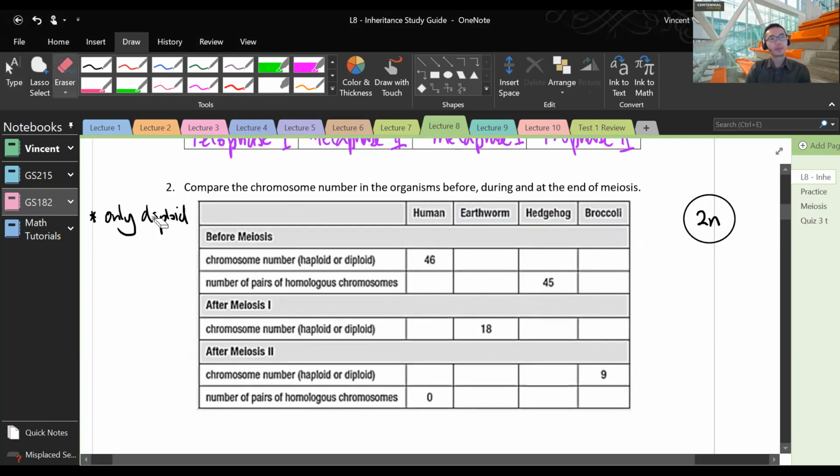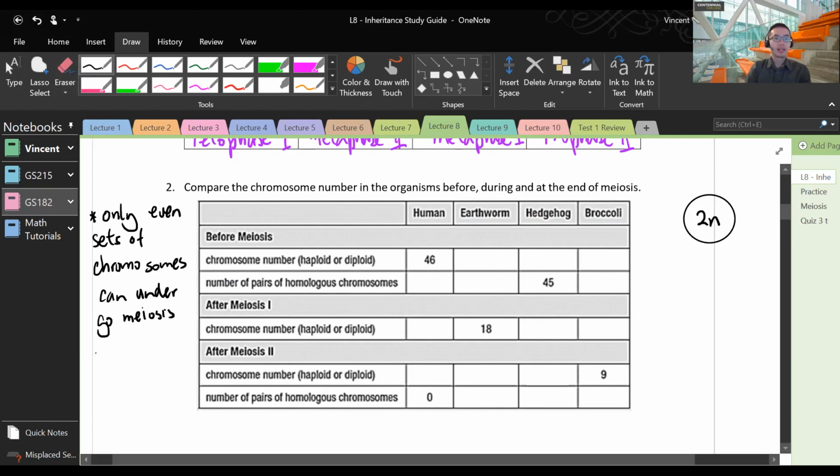Hold on. Not necessarily diploid. Only, sorry, I'm just trying to think about how to phrase this. Only even set of chromosomes can undergo meiosis.